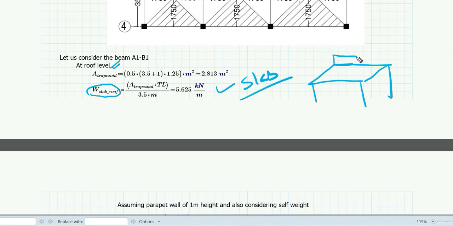Just imagine the building, this beam we are considering. But along with the load that is coming from the roof slab, there will also be a parapet wall, because this beam is at the edge. So the parapet wall actually runs along the edge. There will be a small parapet wall of 1 meter height over this beam. So that load is also going to come onto this particular beam. So we have to consider that also.